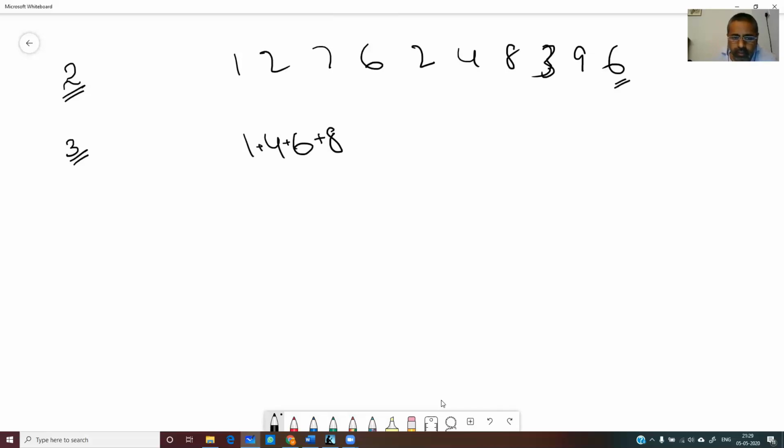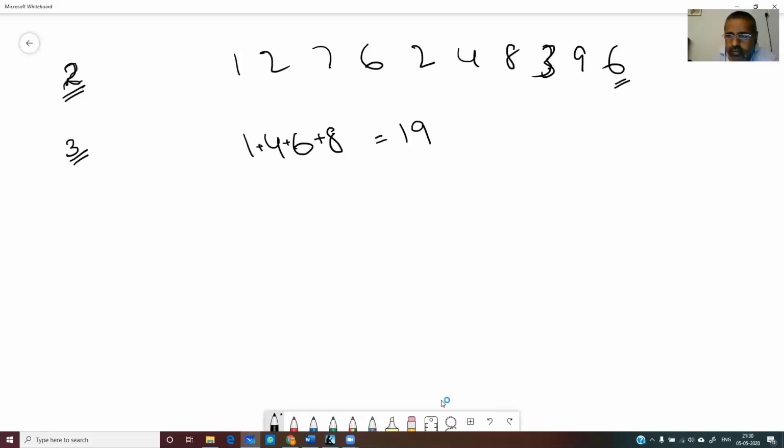Okay, 14 plus 4, 18 plus 1, 19. The sum is 19. So it is not divisible by 3. I think most of the important divisibilities are 2, 3, 5, then powers of 2. Let's look at 2 here, and then 3 we have seen.